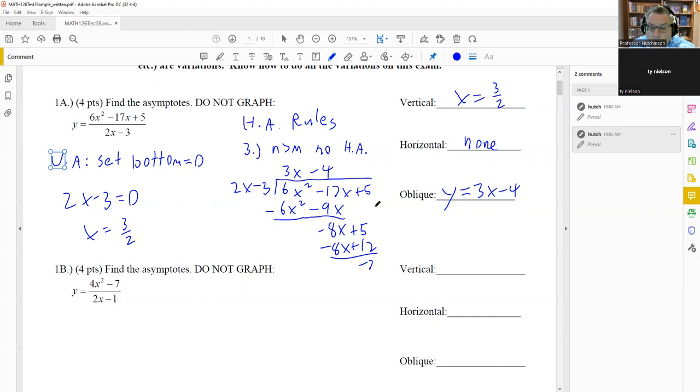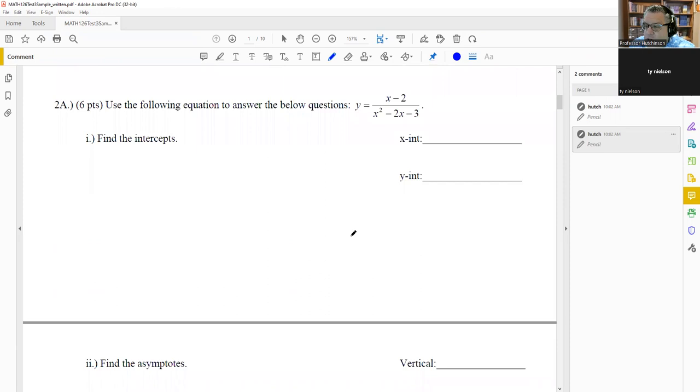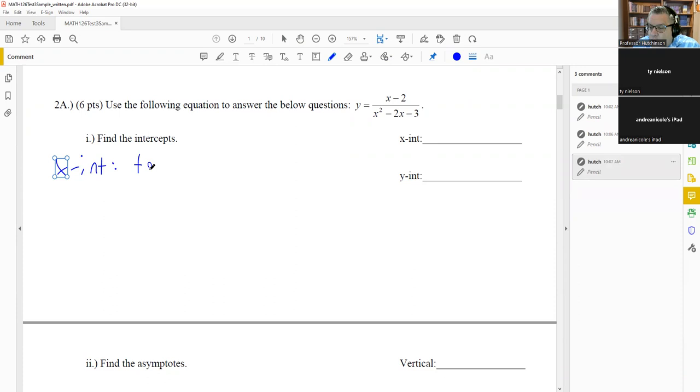Moving on to number two. So number two is a multi-part question here. It says, use the following equation to answer the below question. So it's going to ask you for intercepts, asymptotes, and ask you to graph it. So we'll do that for this one. For number two on the test, there will not be an oblique asymptote that you have to graph. It's only going to be an example of rule number one or rule number two with the horizontal asymptotes.